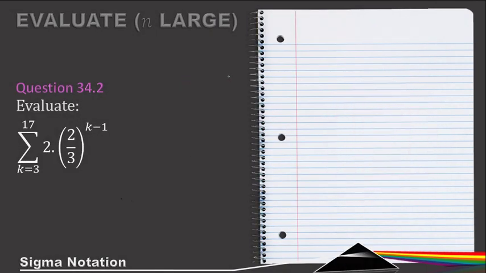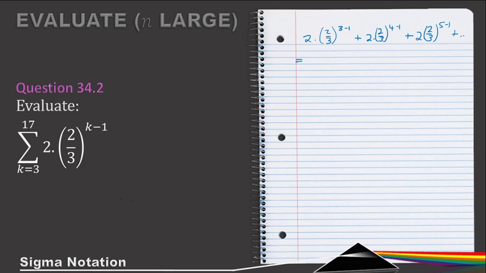Alright, so question 34.2, we have to evaluate the following, and the first thing I'm going to do is just get the first three terms. So that means I have to say 2 times 2 over 3 to the power of, now k starts with 3, so that's going to be 3 minus 1, plus 2 times 2 over 3 to the power of 4 minus 1, plus 2 times 2 over 3 to the power of 5 minus 1. And then we just indicate that it goes on.